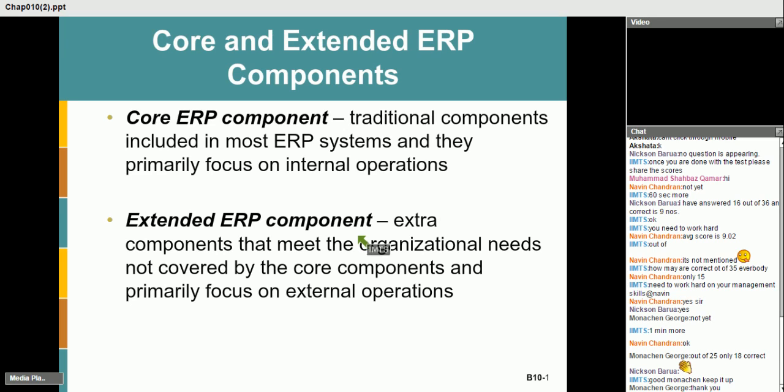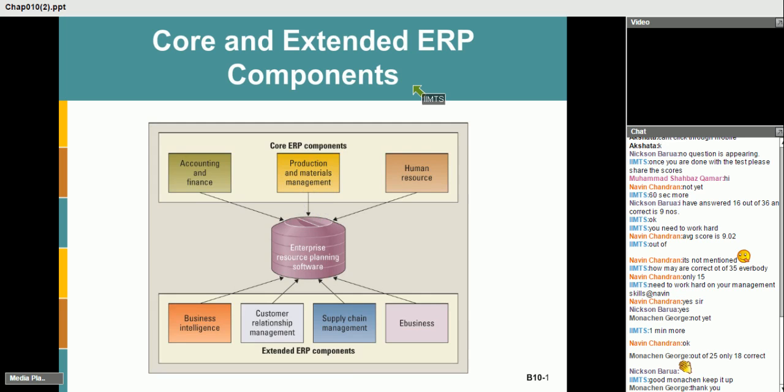And what are the core ERP components? Traditional components included in most ERP systems, and they primarily focus on internal operations. What are the extended ERP components? Extra components that meet the organizational needs, not covered by the core components, and primarily focus on external operations. So core components focus on internal operations, and extended ERP components focus on external operations.